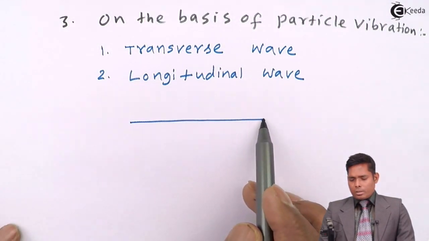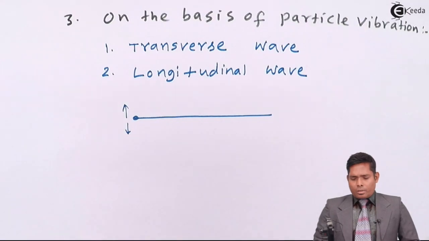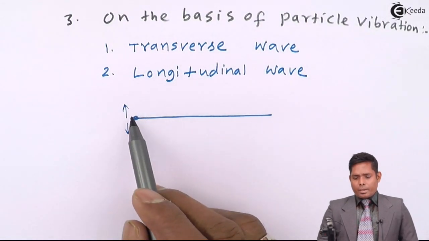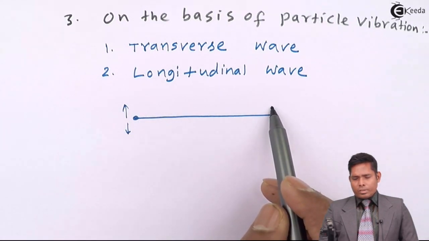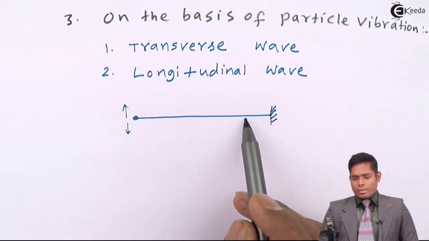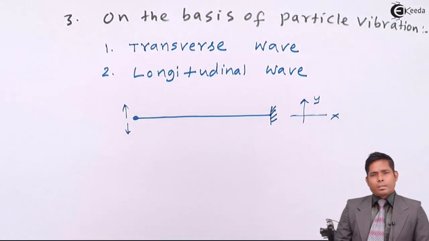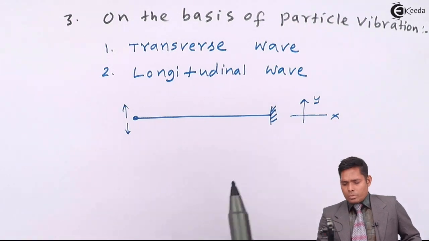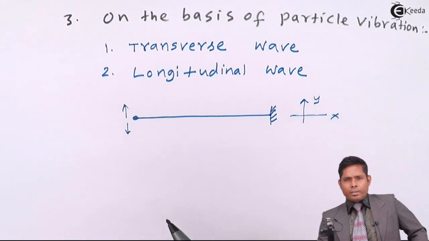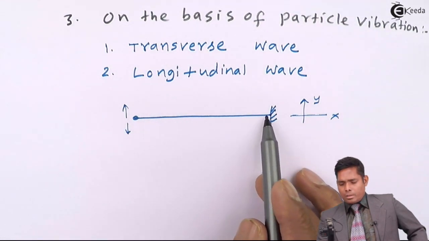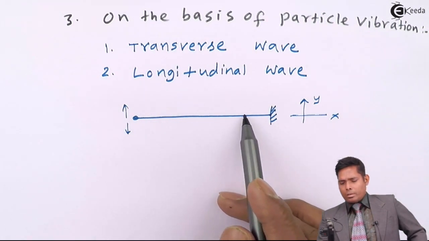For example, in a string, if I oscillate this, the particle vibrates perpendicular to the direction of propagation of the wave. This is a string fixed at this end, lying horizontally along the x direction, and suppose this is the y direction; the x and y axes are perpendicular to each other. The string is initially lying along the x direction, so to reach any particle you just have to define one coordinate.